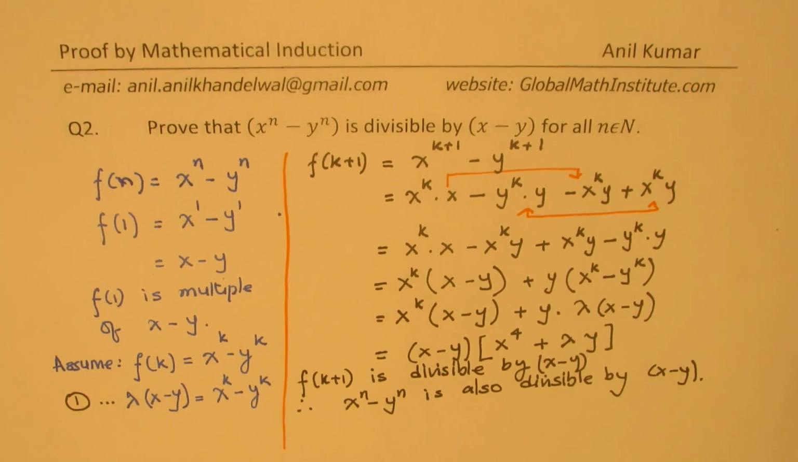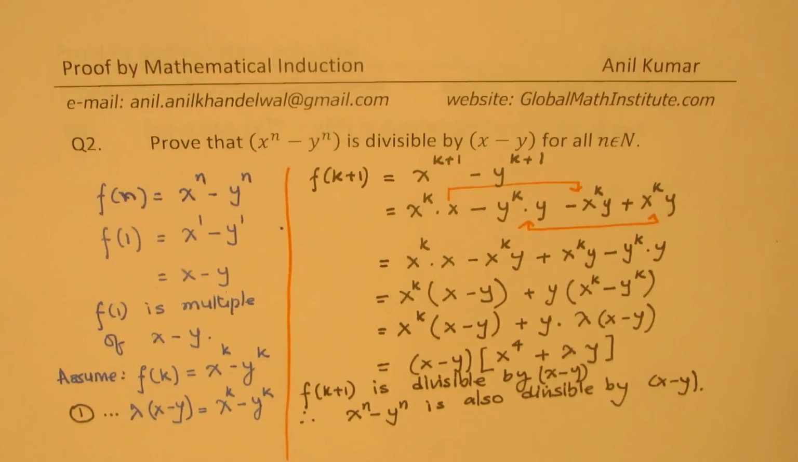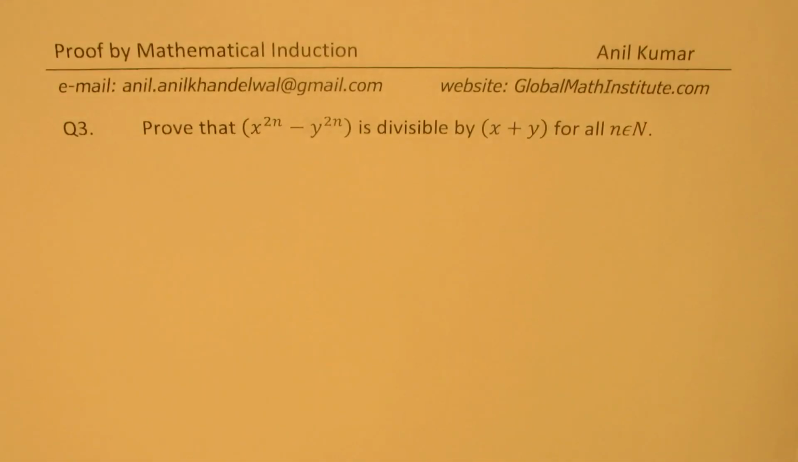Perfect. Now, let's take the third example, which is a variation of this. So this time what we have for you is: x to the power of 2n minus y to the power of 2n is divisible by x plus y for all n belonging to natural numbers. I'd like you to pause the video, answer this, and then look into my suggestions.